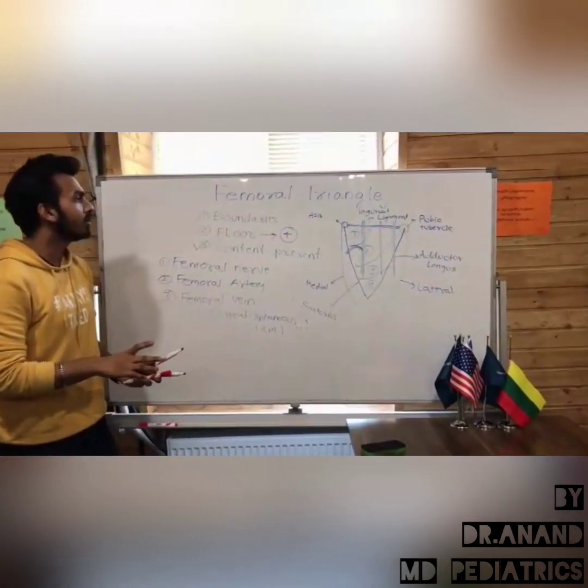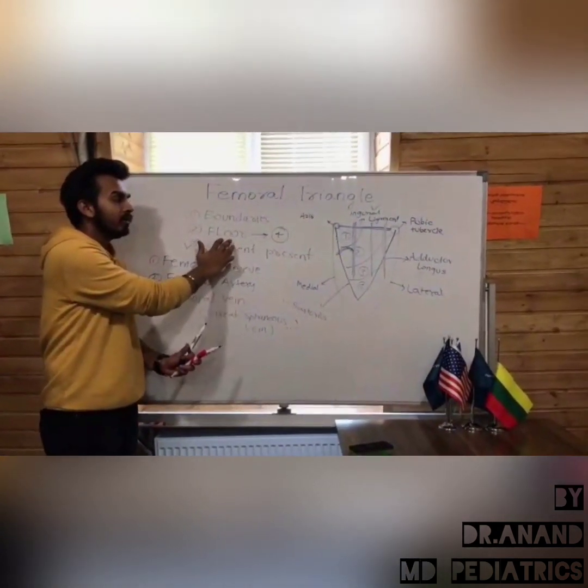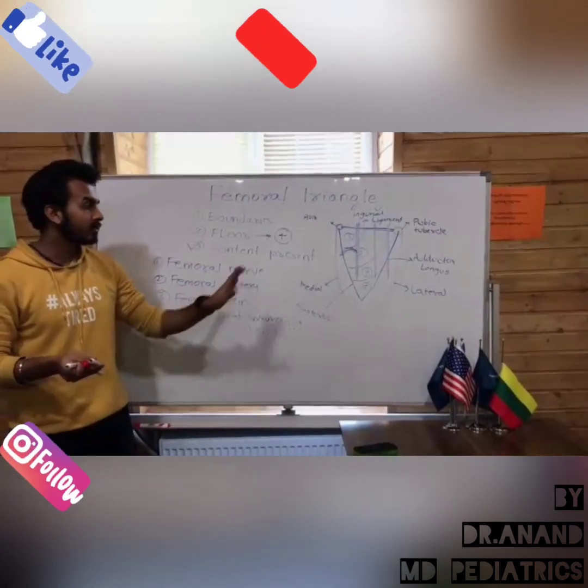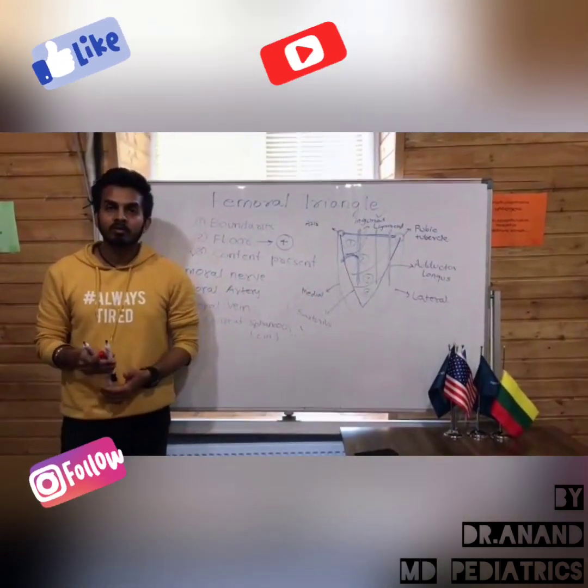So this is all about the femoral triangle. We covered the boundaries, we covered the floor, which is made by four muscles, and next we covered the contents which are present in the femoral triangle. So this is all about the femoral triangle.